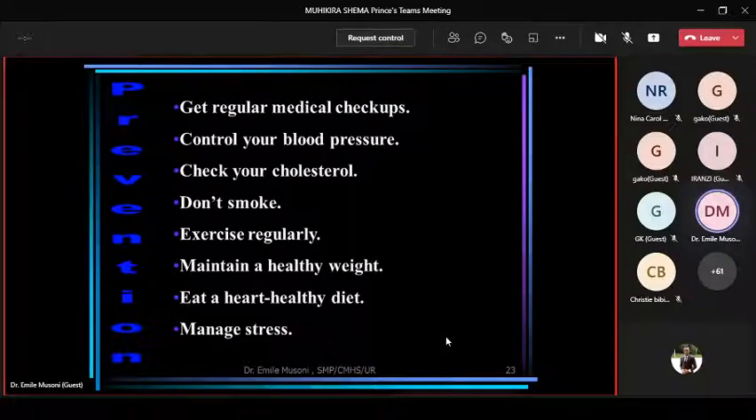So for the prevention of atherosclerosis, get regular medical checkups to see those low density lipoproteins, to see your blood pressure, level of the cholesterol. Don't smoke, do physical exercise, maintain your healthy weight, eat a healthy diet, and manage your stress.